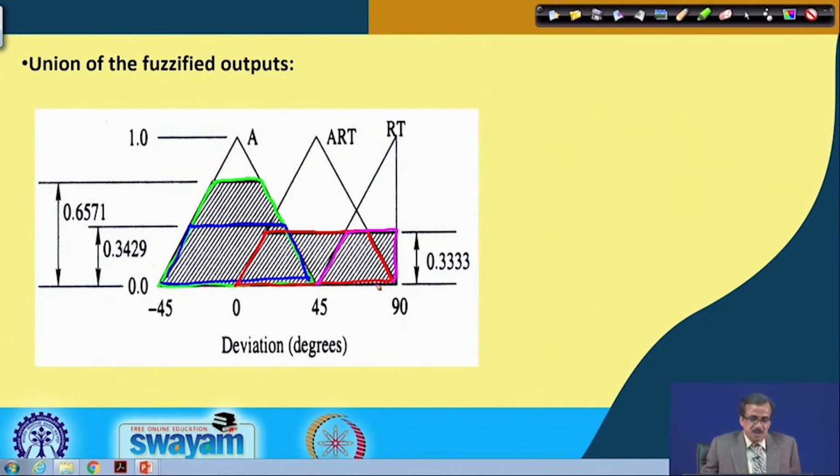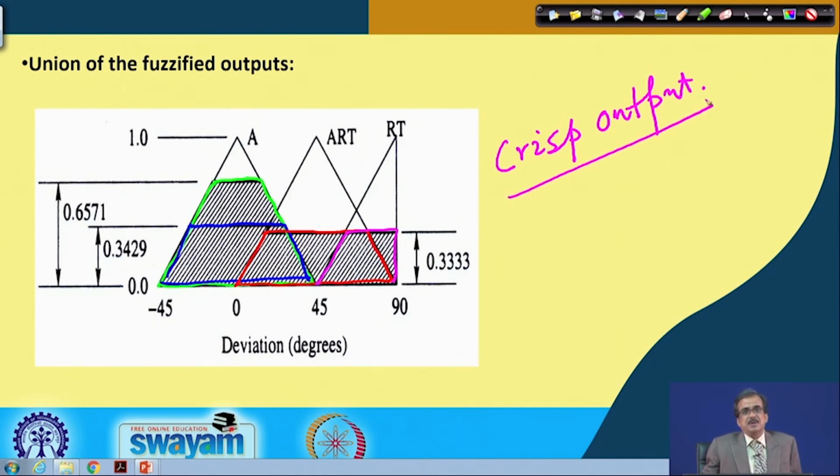Now, these are all fuzzified outputs, which cannot be directly used for controlling a particular process or to take any decision. So, from this fuzzified output you will have to find out the crisp output. How to find out the crisp output, that I will be discussing. Thank you.